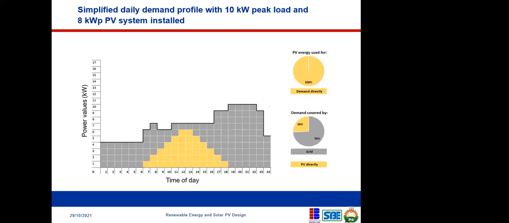So when we embed this 8 kilowatt peak solar panel into that load profile, this is what it's going to look like. And this is actually a good design. Now it is assumed that this is a simplified daily demand profile with 10 kilowatt peak load and 8 kilowatt peak PV system installed. In this case, it is assumed that there is no battery storage. So every unit of energy that comes from the sun is being consumed, it's absorbed by the load profile.